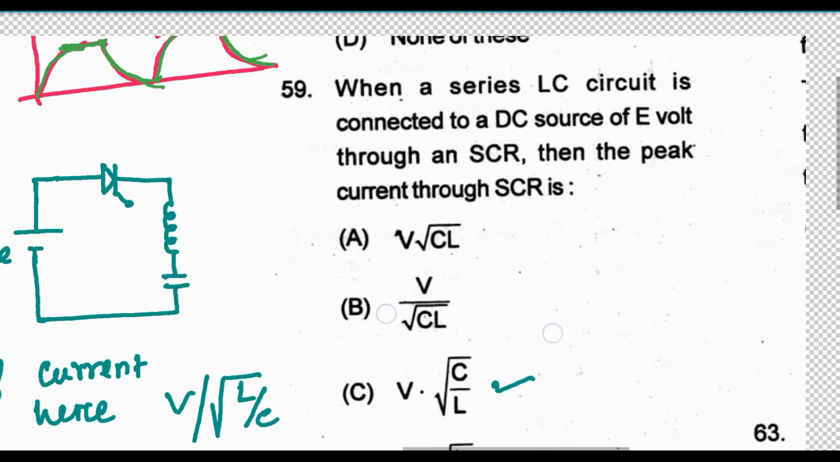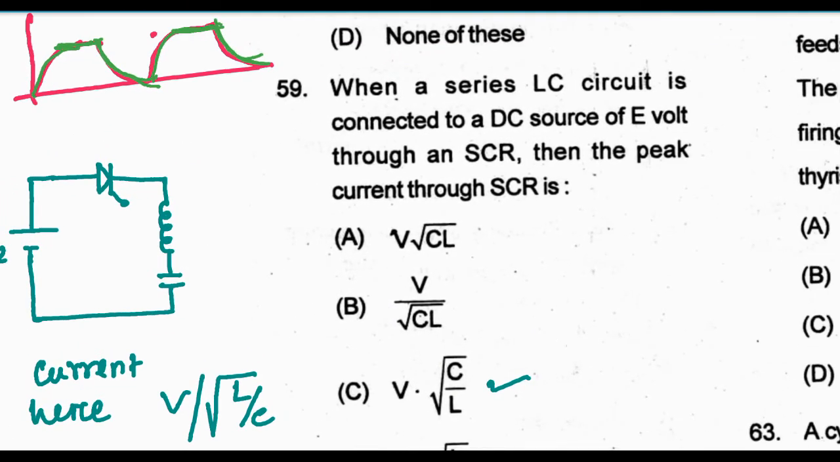Next question is, when a series LC circuit is connected to a DC source of E volt through an SCR, then the peak current through the SCR is. So what is given here? A single LC circuit, that is, there is no R. So we can compare this to the surge impedance of a transmission line where there is no R, that means a lossless transmission line. This is not the practical case, but we can compare and solve this question here.